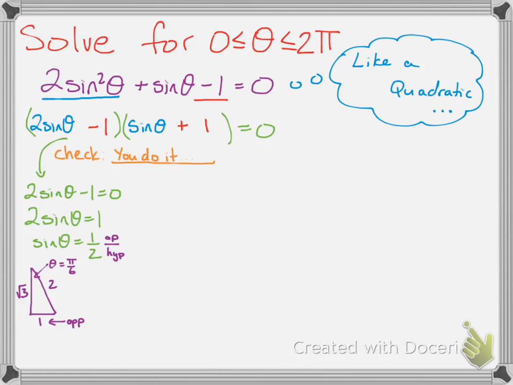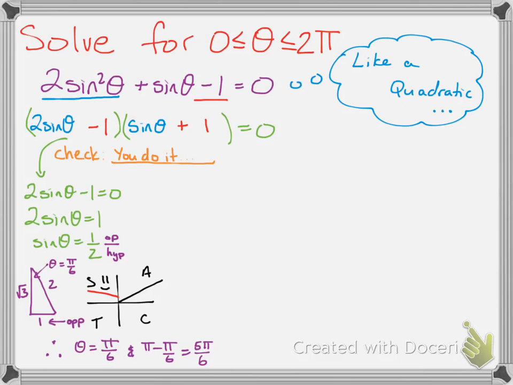Now, that's not the only time that sine theta is a half, so we need to get into another diagram with our CAST rule, right? And we know that sine is positive in the first two quadrants, so that means we need another angle up here. And that means that it's pi by 6 and pi minus pi by 6, which is 5 pi by 6.